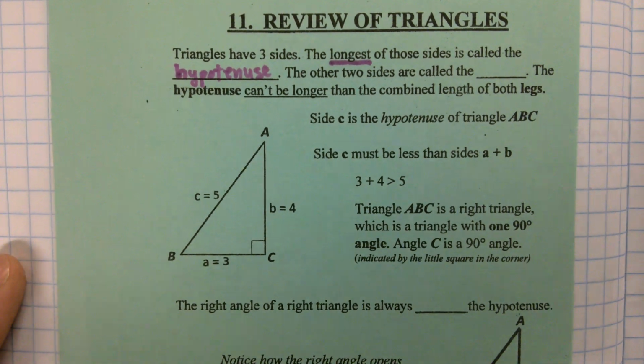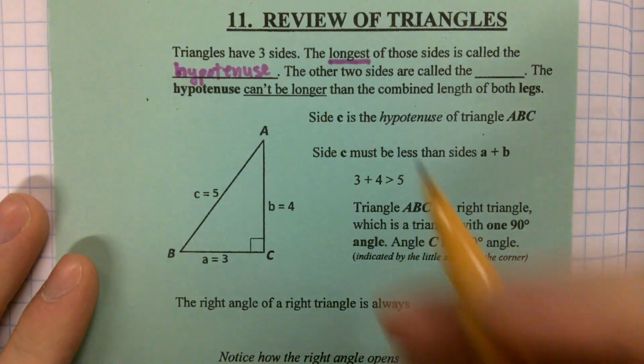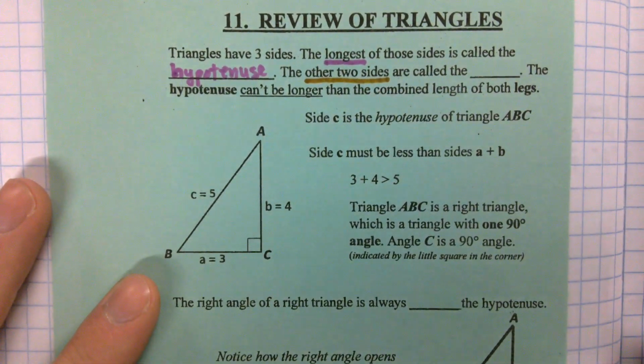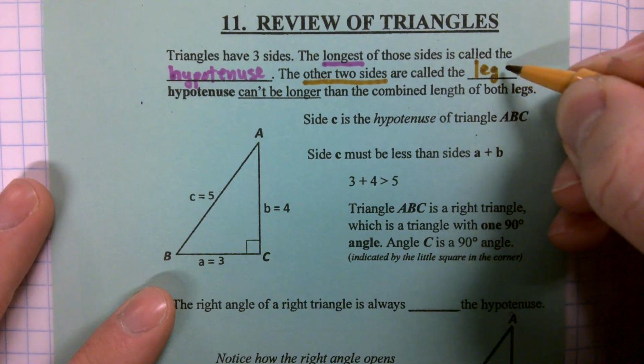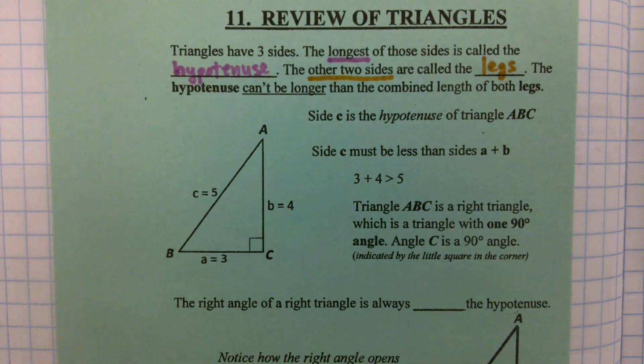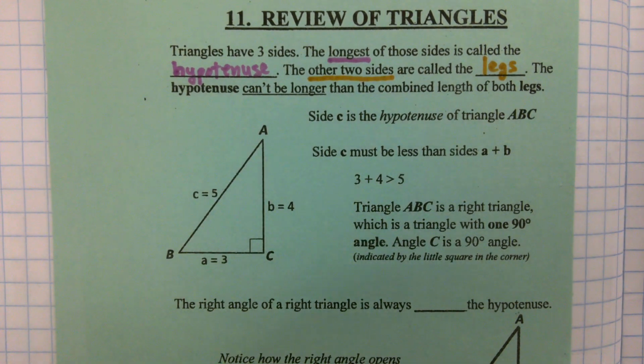The other two sides, because there's three, only one side can be the longest of the three. So the other two shorter sides are called the legs. Everybody say legs. Let me ask you something. How many legs do all of you have? Two. So how many legs do all triangles have? Two. If you have two legs. Okay, let's simmer down.